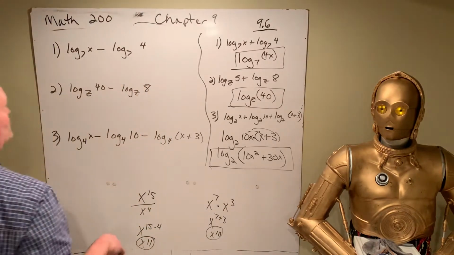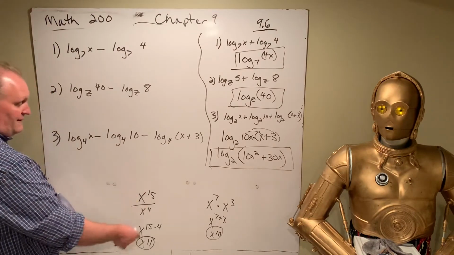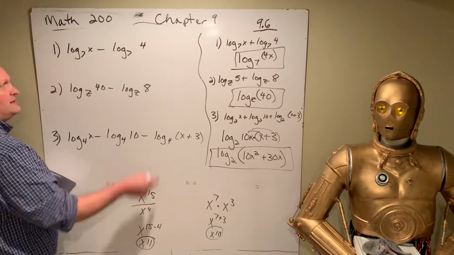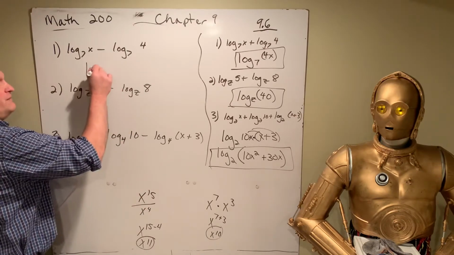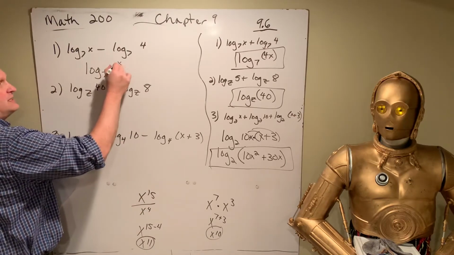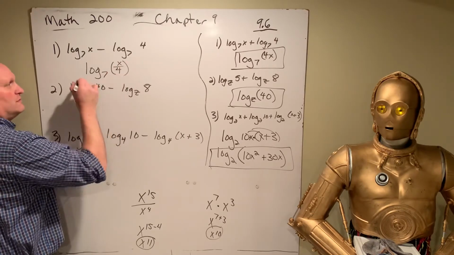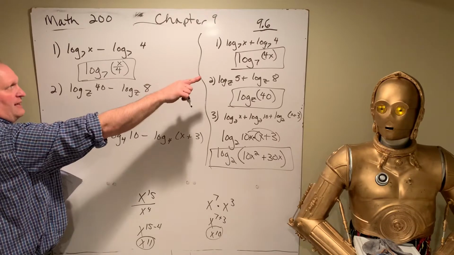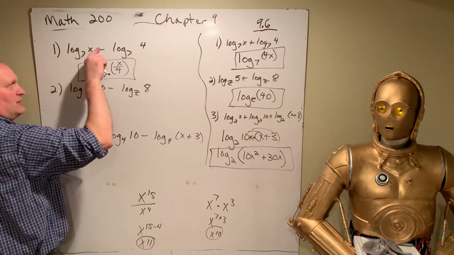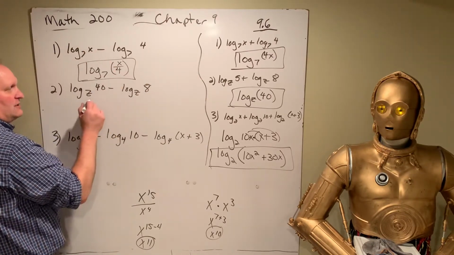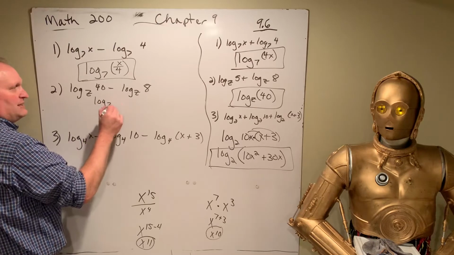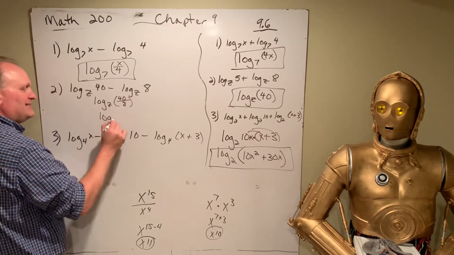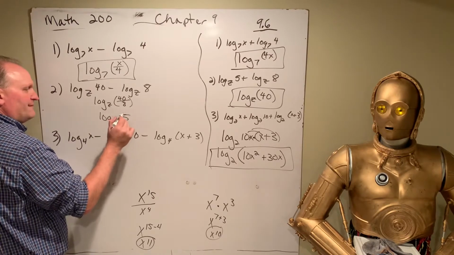So then when it's subtract, it's divide. Like when you were subtracting this, you were dividing. And so that's what this means. Log base 7 of x over 4. So adding logs means multiply in log land. Subtracting logs means divide in log land. So look, this one is log base z of 40 over 8, which we could reduce to log base z of 5.